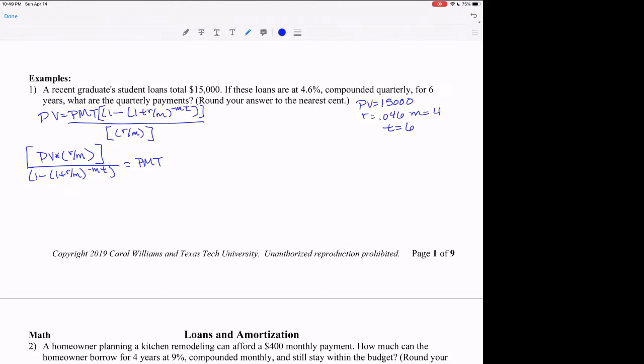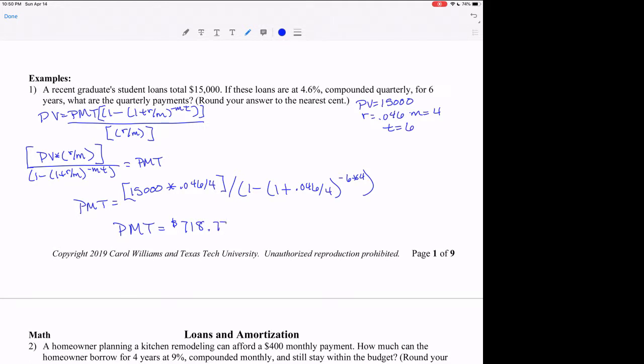Now, if I plug in all my values, I get that the payment equals 15,000 times 0.046 divided by 4. Put brackets around that, divided by parentheses 1 minus parentheses 1 plus 0.046 divided by 4 to the negative 6 times 4. And that payment comes out to be $718.776819. And this is just like what we did in the present value section. I'm not doing anything new.